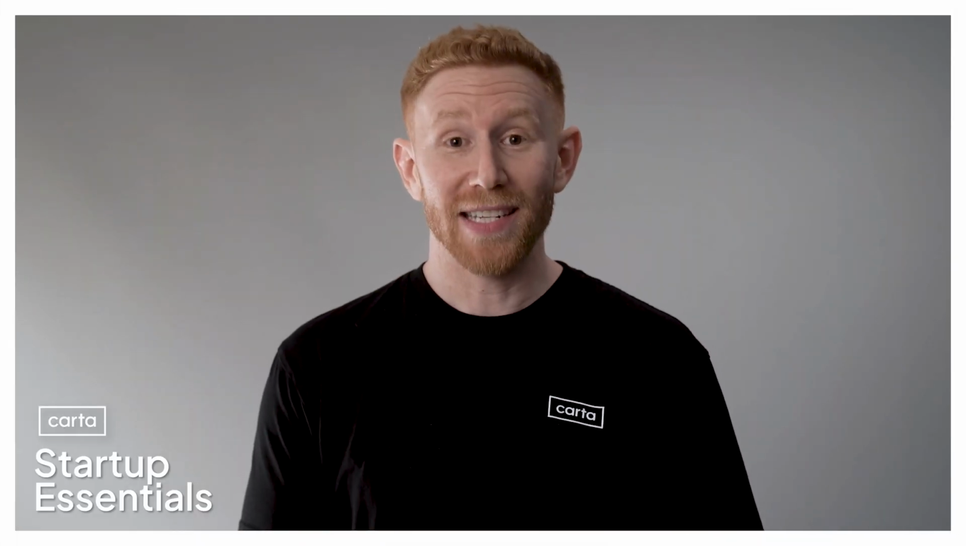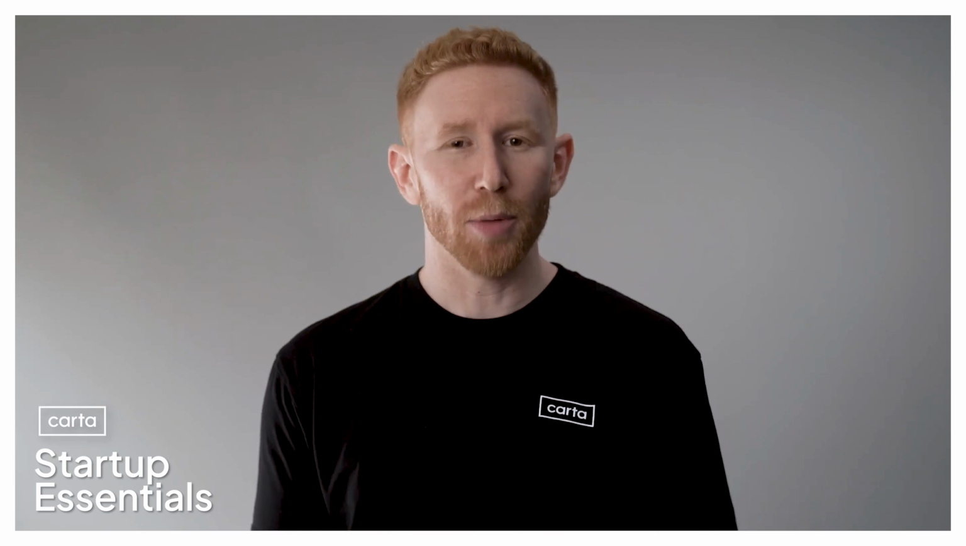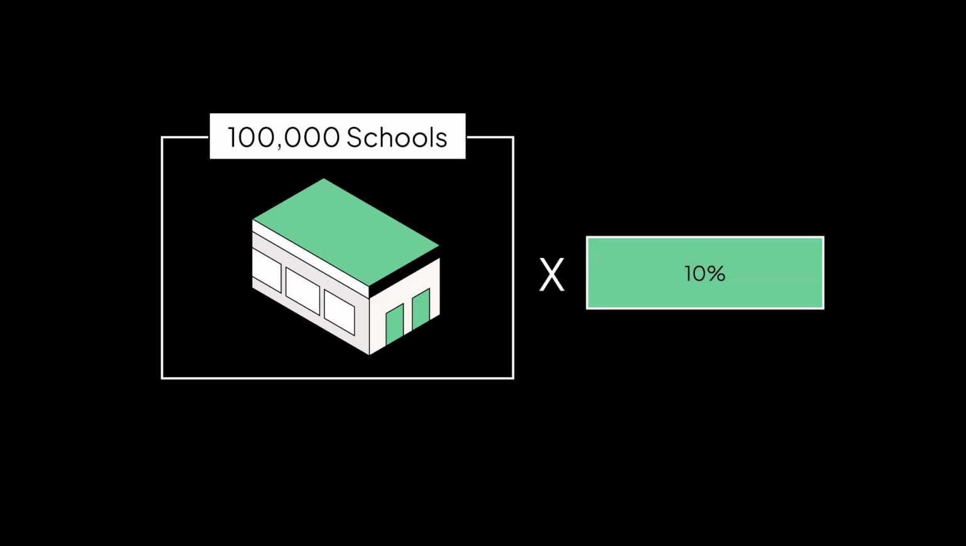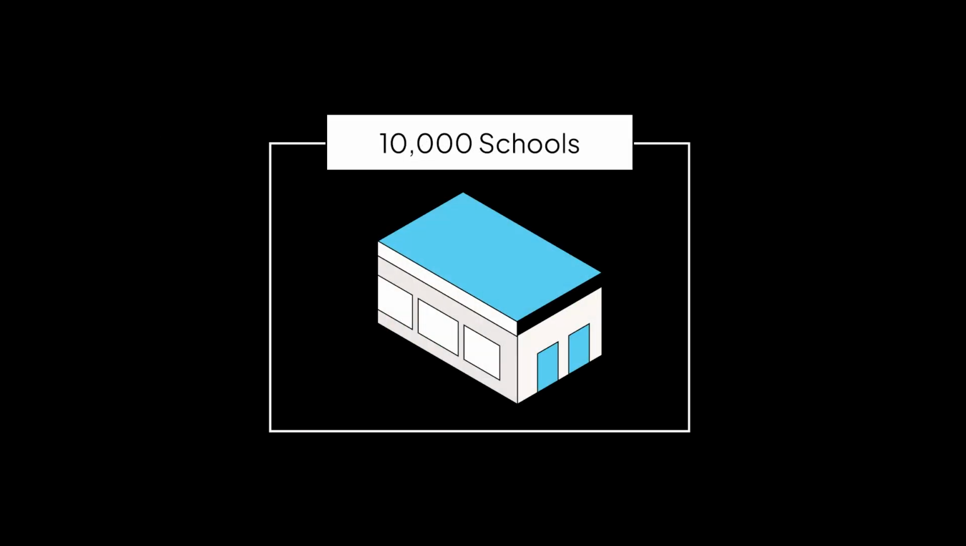Let's say you have a product that's for public schools in the United States. You'd start with your base number, the total number of schools in the entire country, which, let's say for the sake of example, is approximately 100,000 schools. You then determine that about 10% of those schools would be interested in buying your product. So 10,000. So your potential customer base would be 10,000 US public schools.